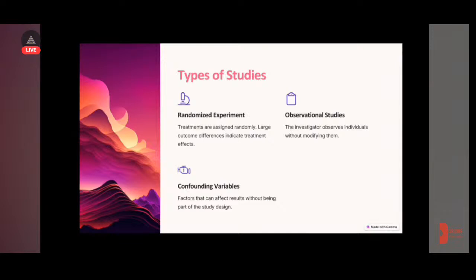And lastly, we have the confounding variables, factors that can affect results without being part of the study design. For example, you have a flower and you have a pest affecting the growth of the flower. So this is one example of confounding, although there are some other real-life applications of it, okay?